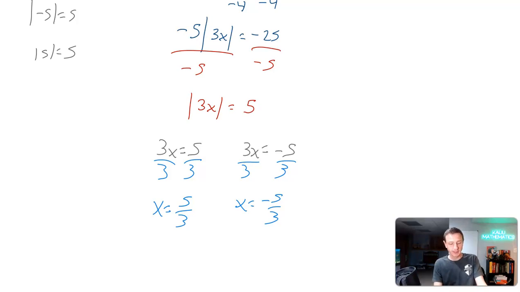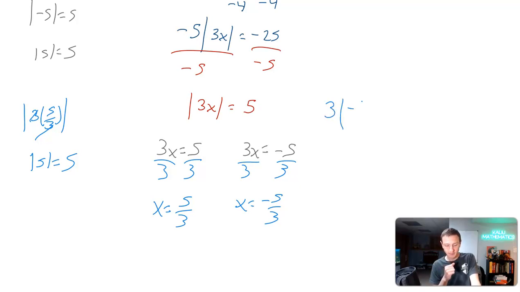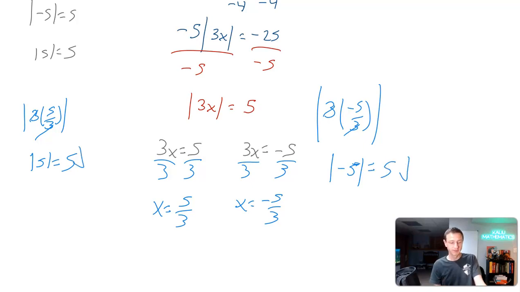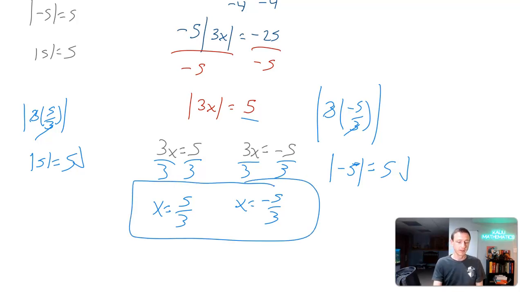So why is this true? Let's check. The absolute value of 3 times 5/3: the 3s cancel out, so I get the absolute value of 5. What is the absolute value of 5? It's 5. Over here, when I take 3 times -5/3, the 3s cancel out, so I'm left with the absolute value of -5, which is 5. Both of those answers work, because we can take the absolute value of the positive and of the negative, and we get back +5. So these are both answers for the absolute value equation.